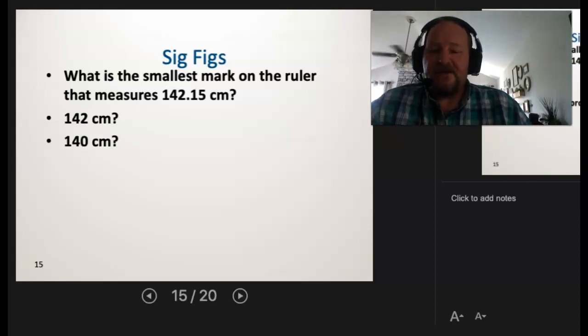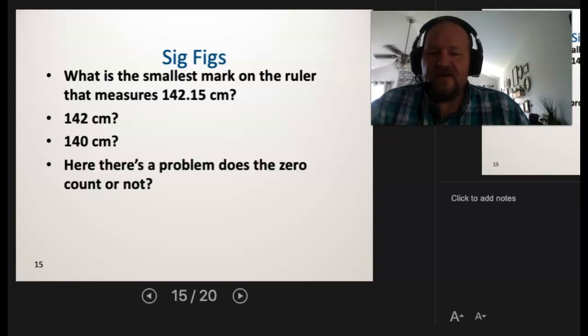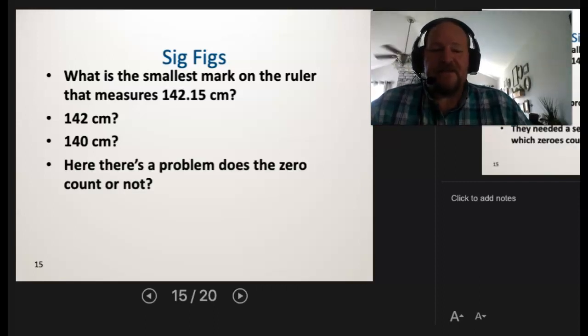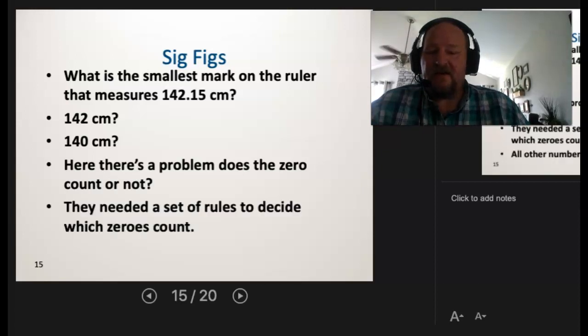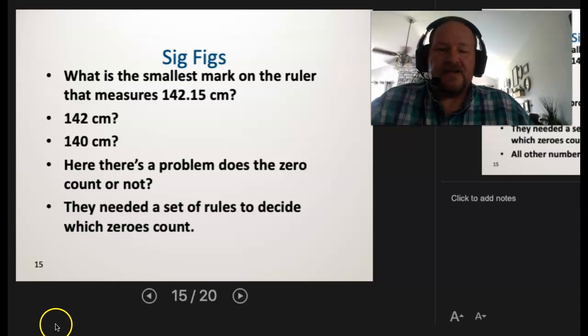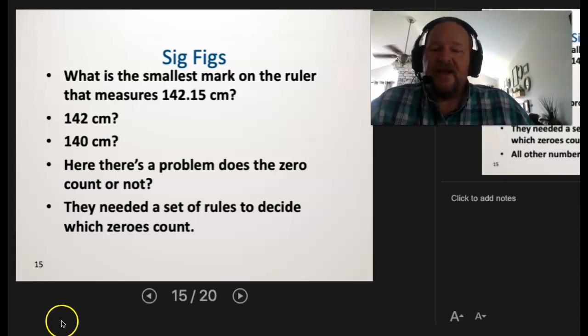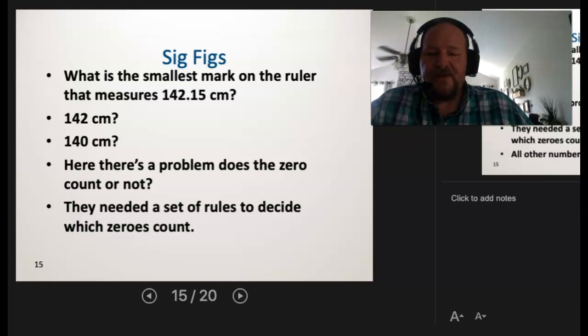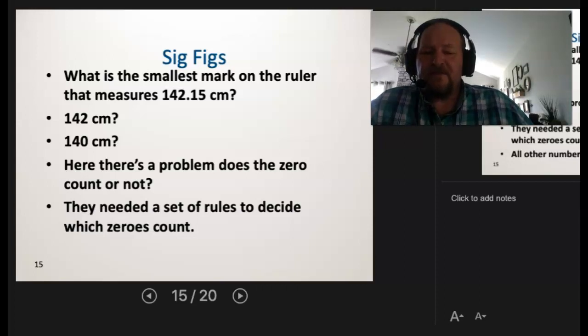140 centimeters, and here's where we're going to run into problems. Does that 0 count or doesn't it? Well, that's what we got to figure out next. And so to figure that out, we're going to need a set of rules to decide which zeros count. And so I'm going to start the second PowerPoint and we'll get into sig figs. All right, so stay tuned, take a little break if you need to, but remember the question is going to be, here's the problem. Does that zero count or does it not?